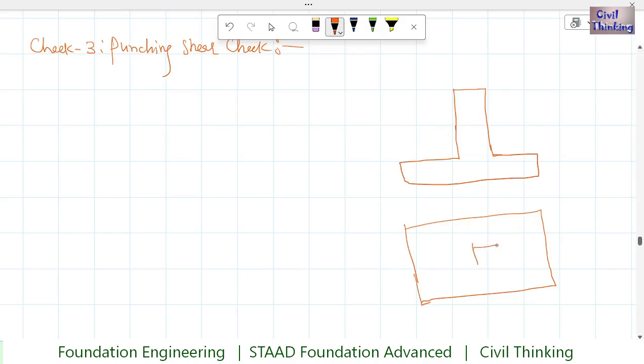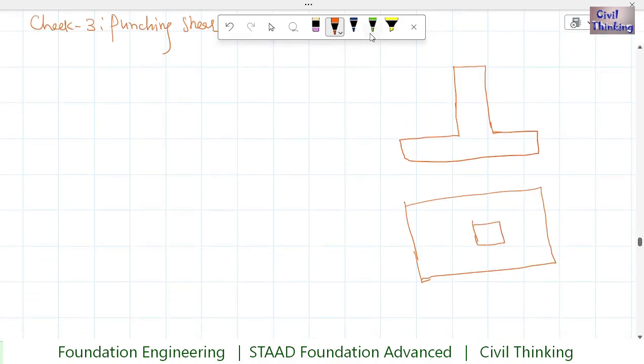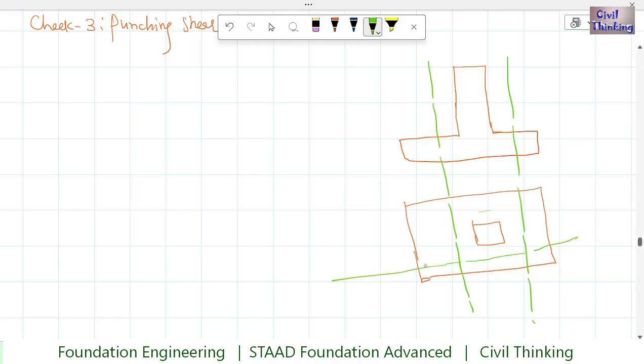So if it is like this, let me draw one critical section here. This is one critical section, this is another critical section. Behind this, this is the behind part of this column, and in front of this column, this is the front view. So we also find the shear stress on these cross sections. As you can see by the green lines, we do the shear check on all four sides.